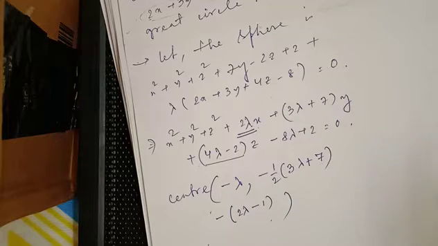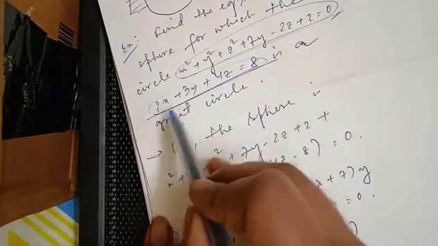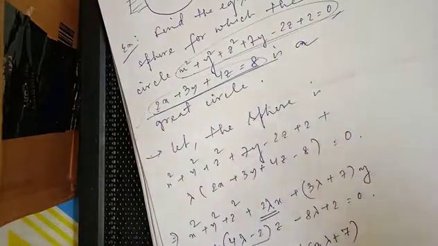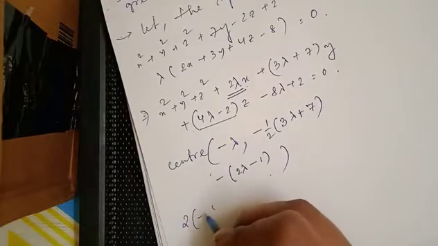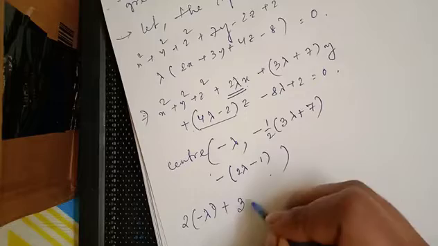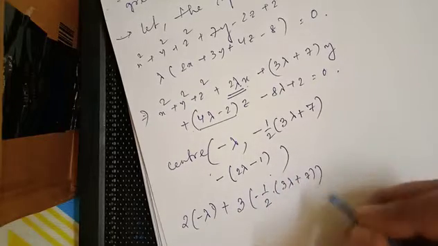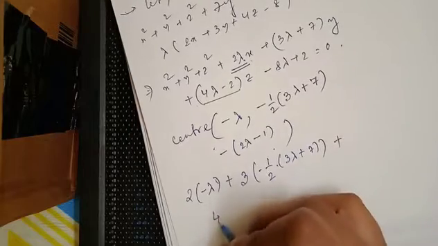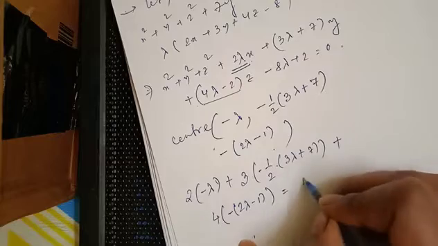Now it should become a great circle. What is the condition for a great circle? The center of the sphere should lie on that radical plane, that means on this plane. So if instead of x, y, z you put the value of the center's coordinates, it should satisfy. So put 2 into minus lambda, plus 3 into minus half into (3 lambda plus 7), plus 4 into minus of (2 lambda minus 1), equals 8.